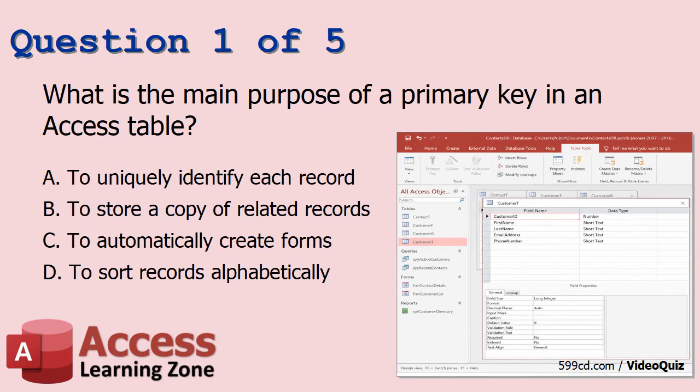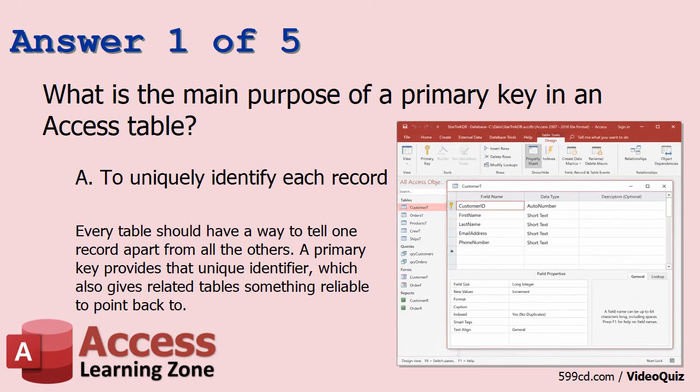Number 1, what's the main purpose of a primary key in an Access table? Is it to uniquely identify each record, to store a copy of related records, to automatically create forms, or to sort records alphabetically? That's to identify each record uniquely, of course.